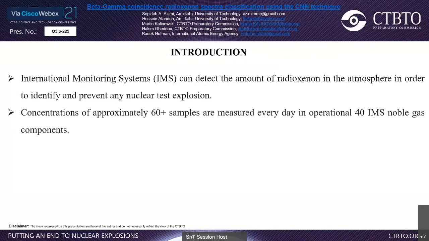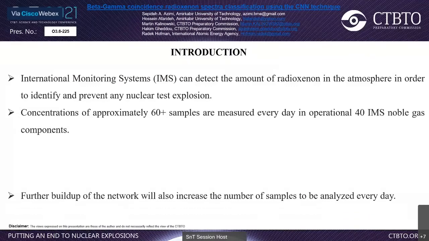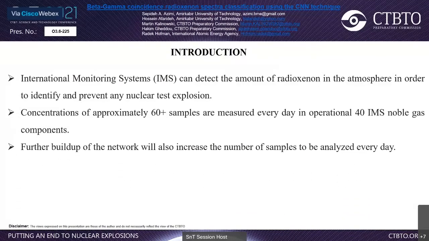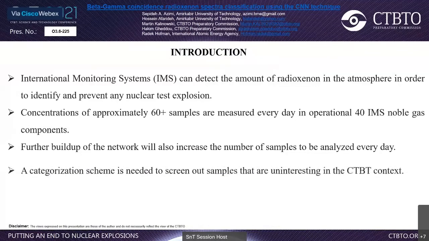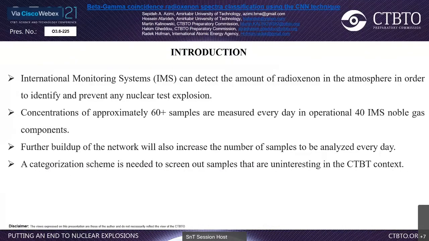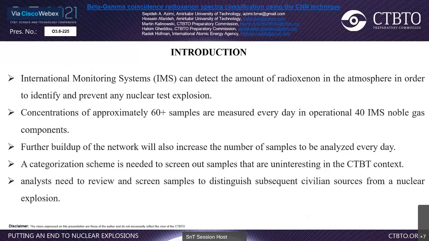The next generation of noble gas systems will have higher time resolution and more samples are created per day. Further build-up of the network will also increase the number of samples to be analyzed every day. A categorization scheme is needed to screen out samples that are uninteresting in the CTBT context. Analysts need to review and screen samples to distinguish subsequent civilian sources from a nuclear explosion.